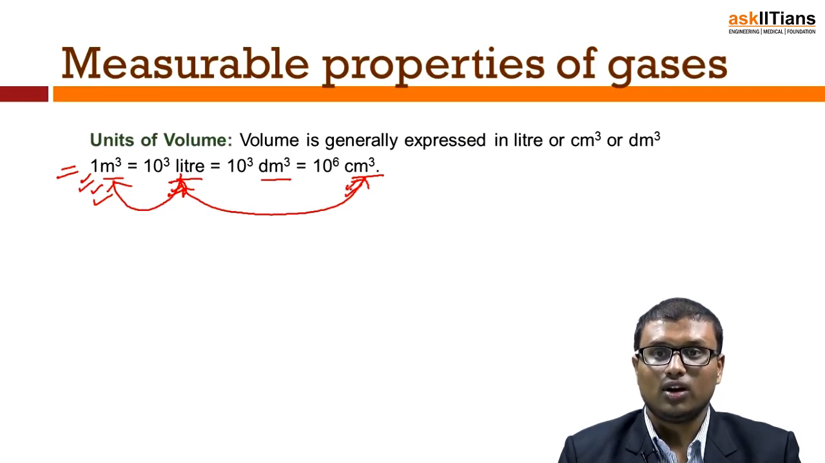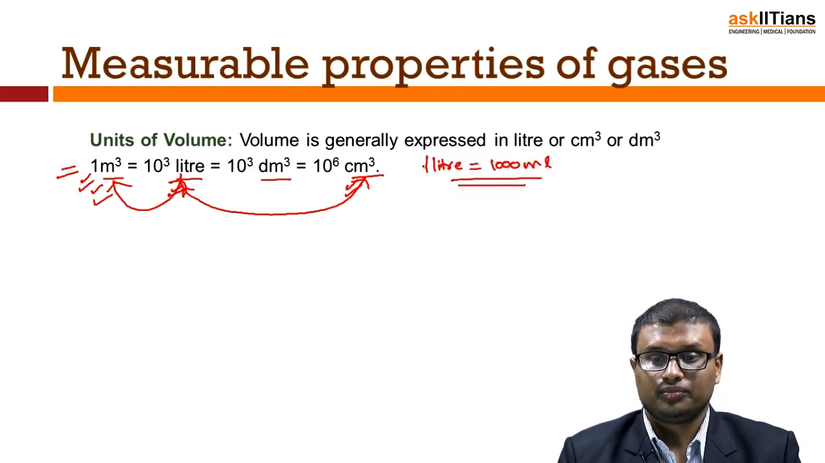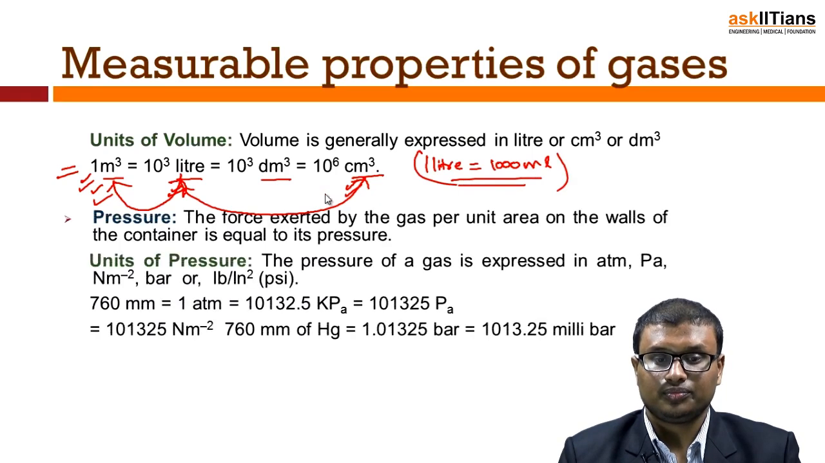And if I know liter, I can know how much ml is present. Generally, you will see that ml, a unit of volume, also plays an important role. 1 liter is 1000 ml. So ml is also an important unit of volume.